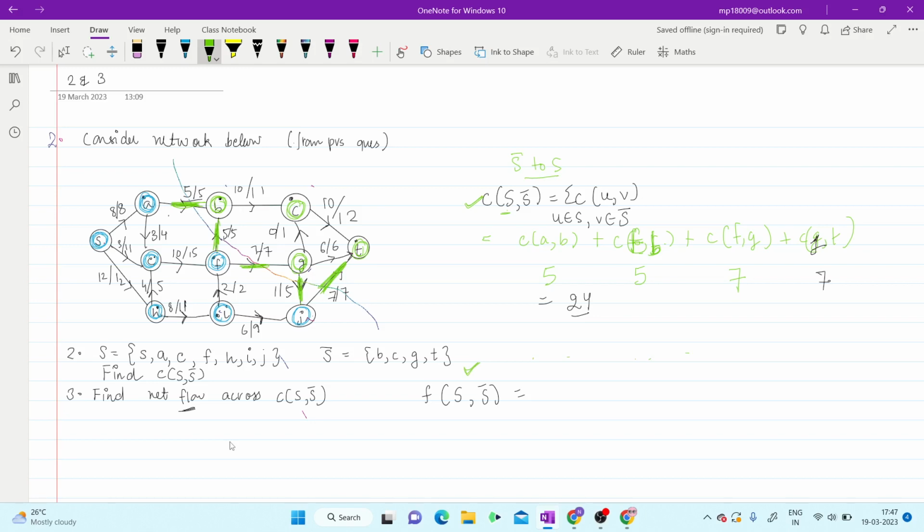So when we are computing net flow, we have to add all the flow of edges from S to S bar and subtract the flow from edges from S bar to S. So if we want to compute net flow, we have to worry about only the flow values of these five edges. All the other values will get cancelled. So now what is the net flow? Among all these five edges, what quantities should be added and what should be subtracted?